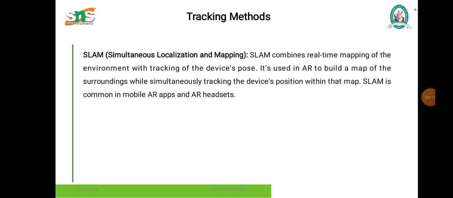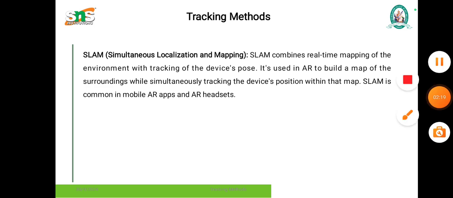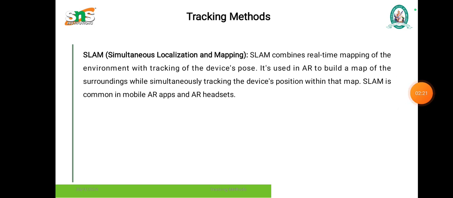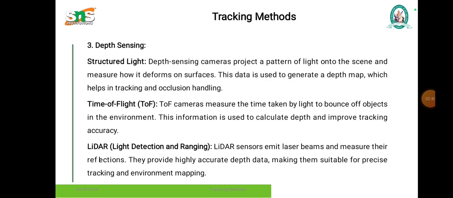And the next type is SLAM, which is nothing but simultaneous localization and mapping. SLAM combines real-time mapping of the environment with tracking the device pose. It is used in AR to build a map of the surroundings while simultaneously tracking the device position within the map. SLAM is common in mobile apps and AR headsets.